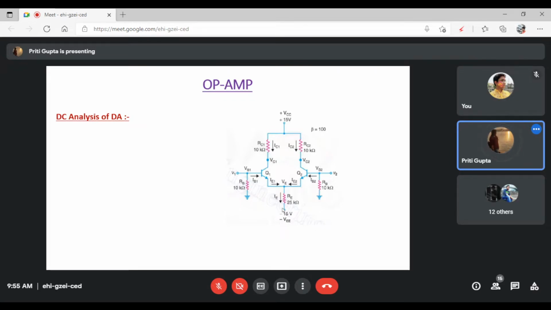Now see, this VB1 is grounded and this VB2 is also grounded. So we can write VB1 is equal to VB2 is equal to 0. Yes or no? Yes, ma'am. Write down: VB1 equals VB2 equals 0 because both are grounded.